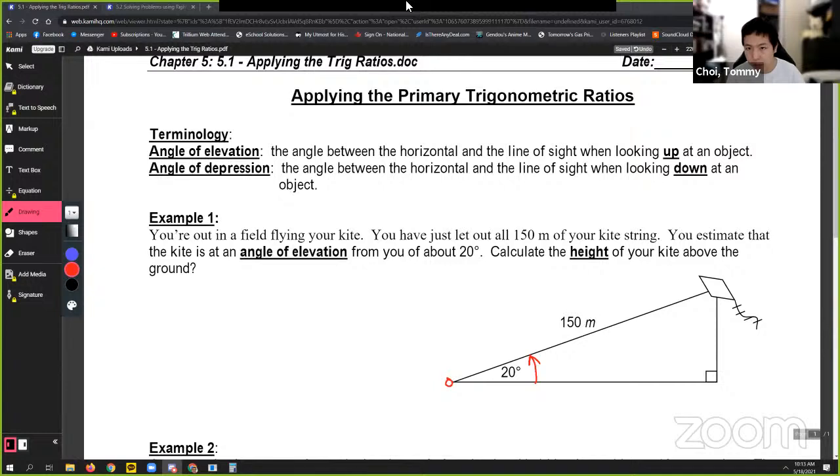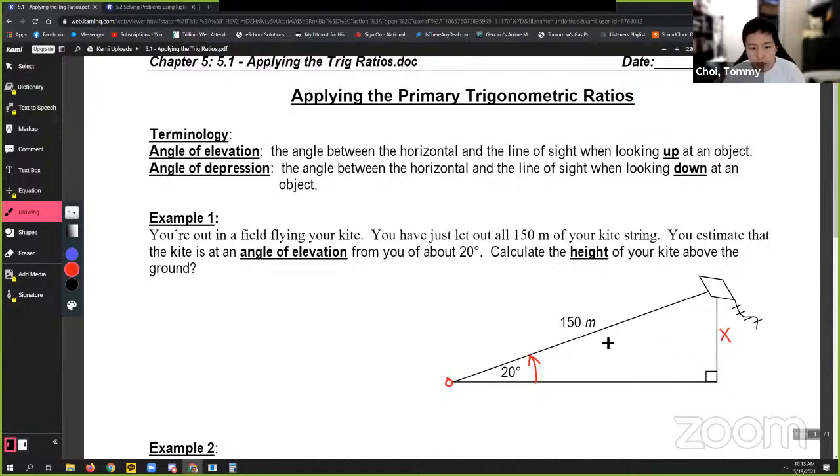Does that make sense? Right? So it's very important that you're able to identify these things. So that's going to be 20 degrees. So that's our angle of elevation. And it says calculate the height. So that would be x here.